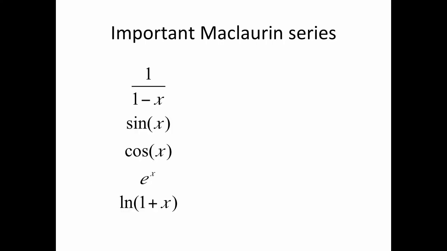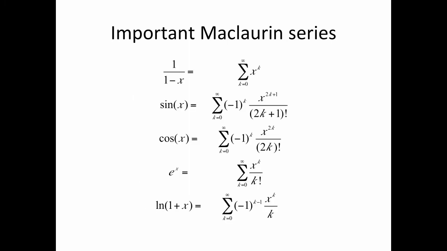So let's look at some examples. We already have seen that for 1 over 1 minus x, that's the geometric series, so it's just the sum from k equals 0 to infinity of x to the k.